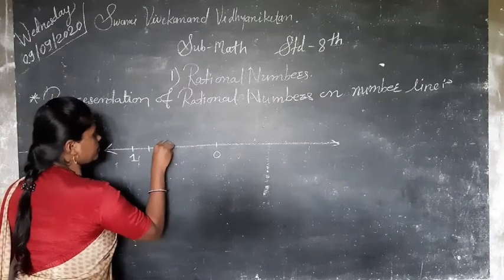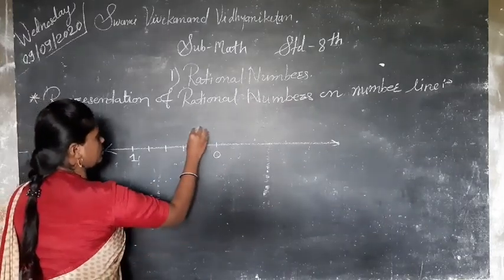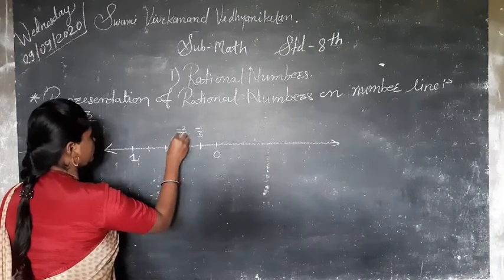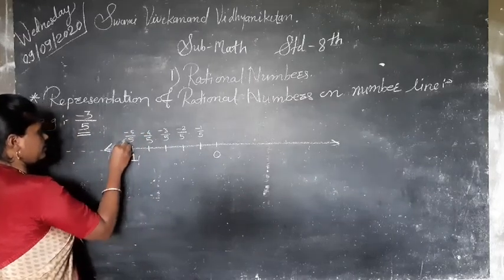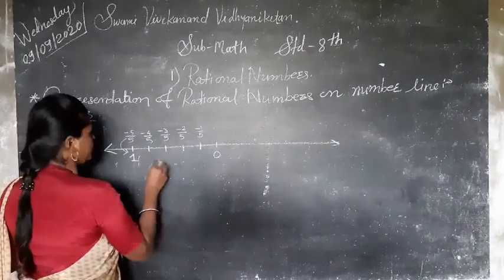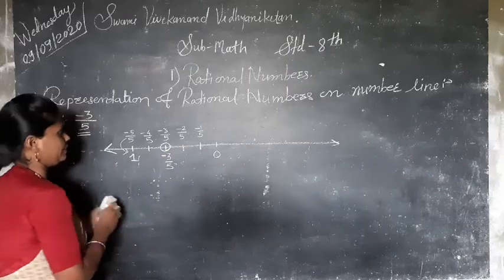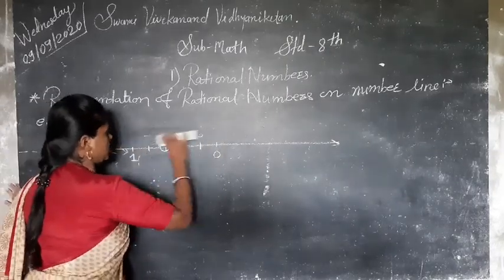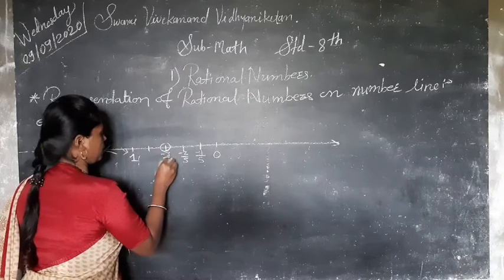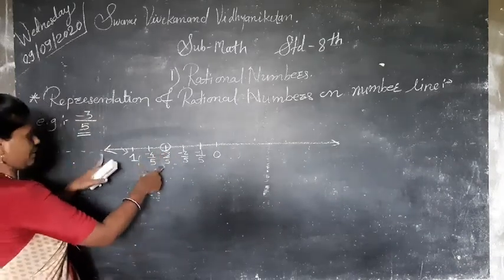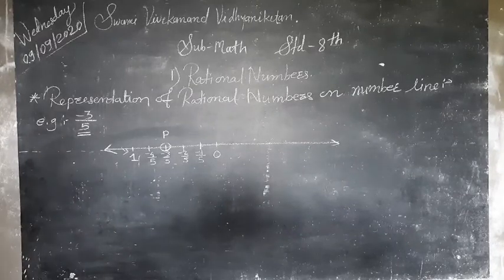So this is -1/5, -2/5, -3/5 and -4/5. This is -5/5. So that is how you represent -3/5. Otherwise, you can also mark the rational numbers on this side: -1/5, -2/5, -3/5, -4/5. So -3/5 is here. You can give any initial to represent that number. In such a way you have to represent your rational numbers on a number line.